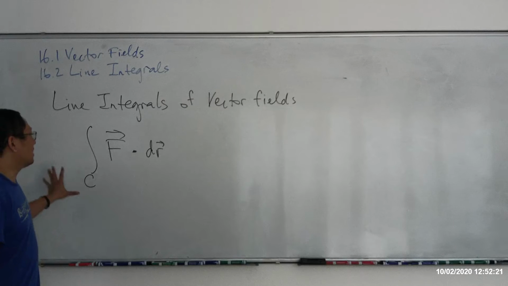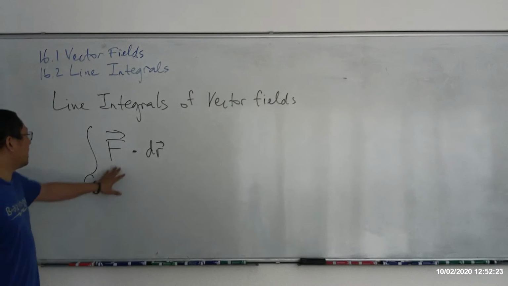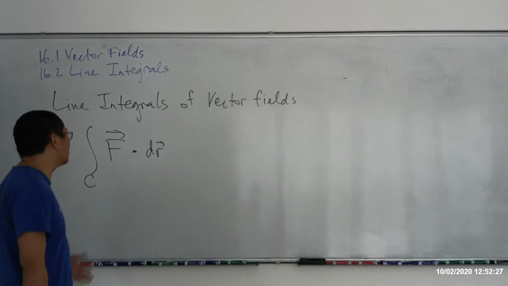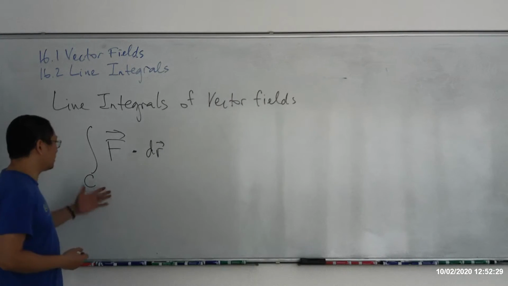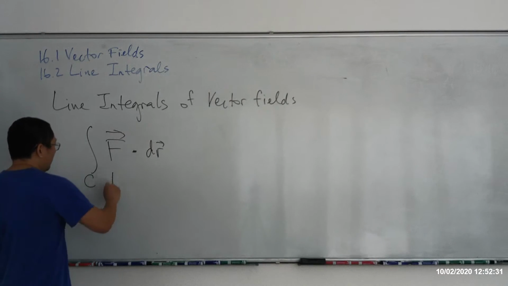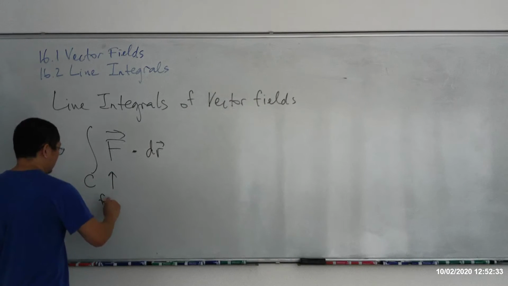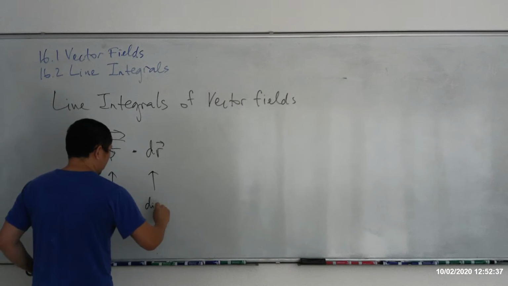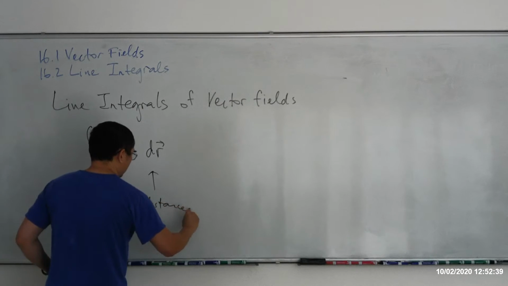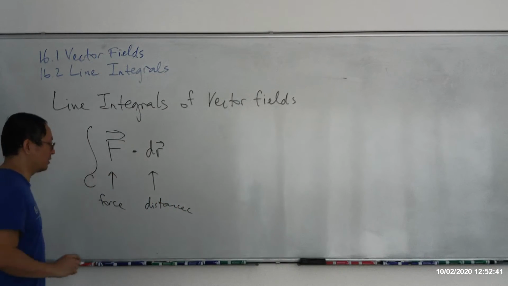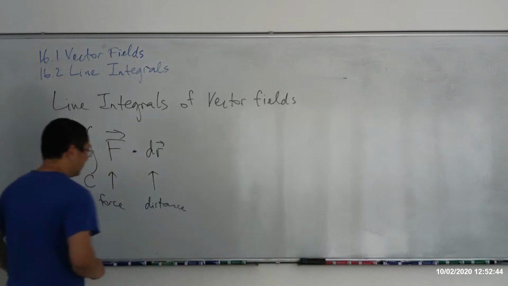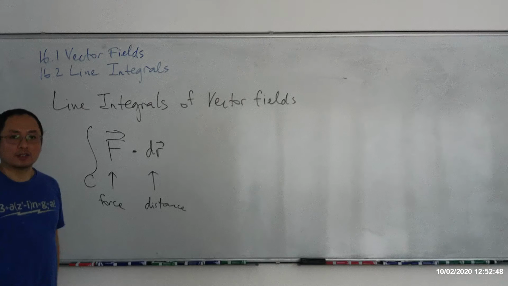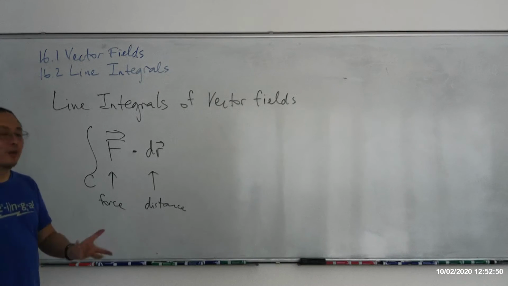There are a lot of applications in here. Let me explain it and demonstrate it using a little bit of physics, though this could be applied to anything. Think of F right here as force, and dr as distance, and this is the dot product of the two vectors. In physics, what happens if you take the force times the distance? You have something called work.